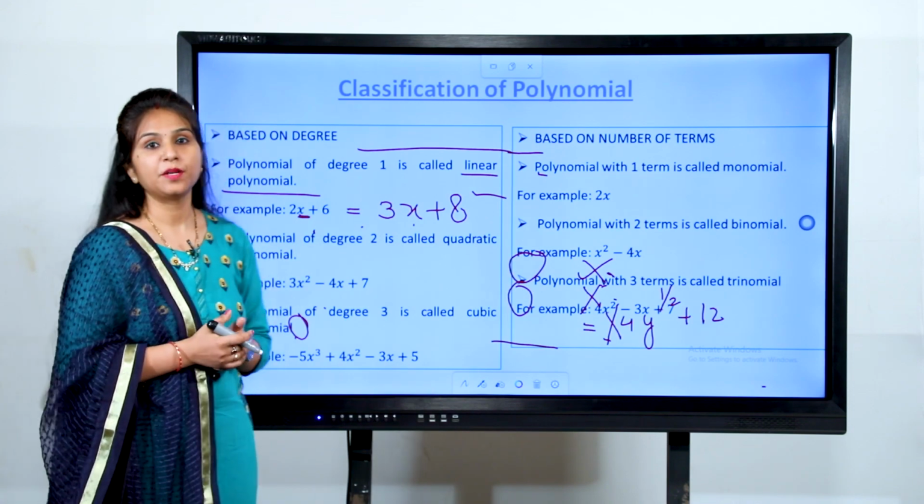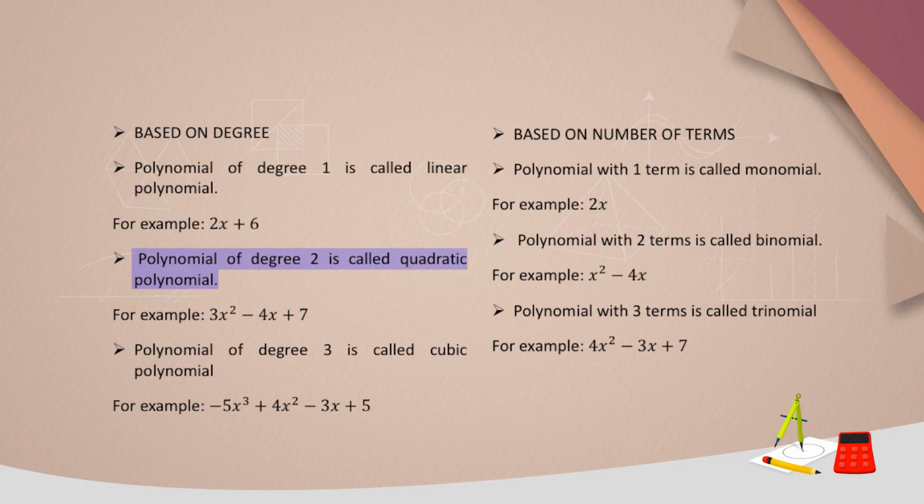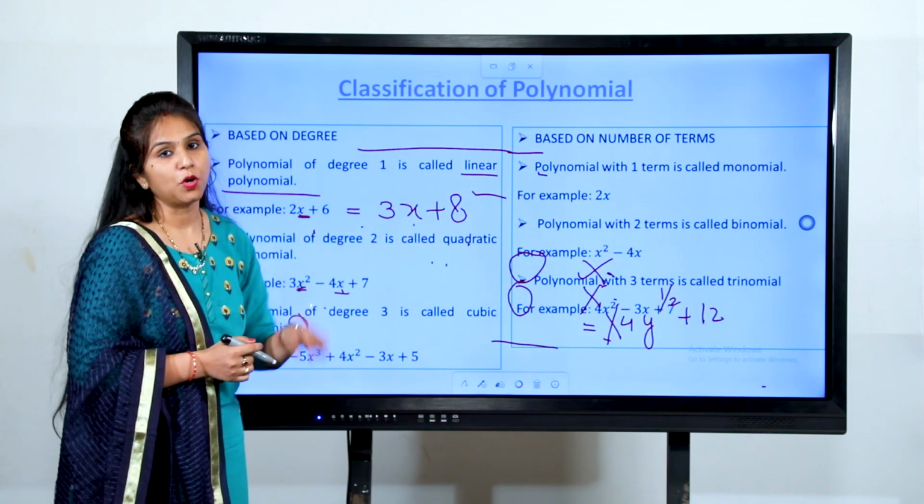Next is the quadratic polynomial. When the degree of the polynomial is 2, it is said to be a quadratic polynomial. For example, 3x square minus 4x plus 7. Children, here you can see we have used the variable twice, but the highest degree of the variable here is 2. That is why this polynomial is said to be a quadratic polynomial.